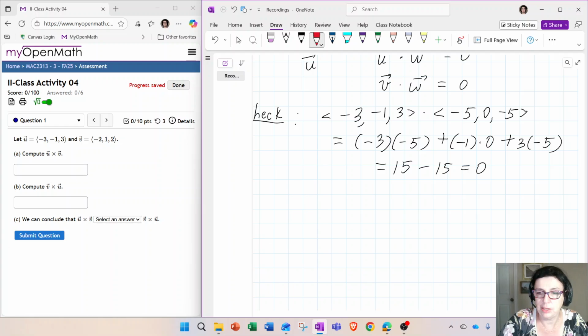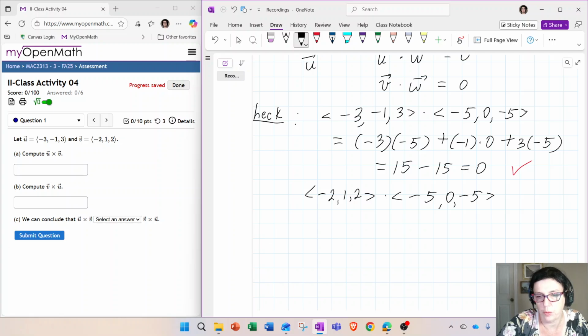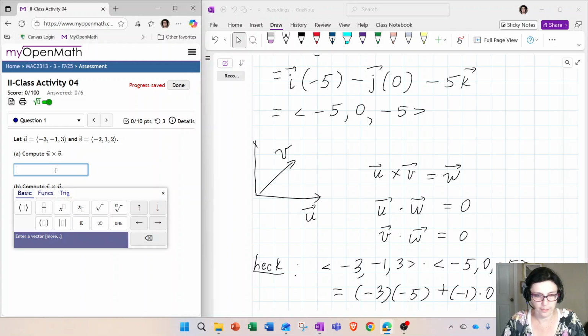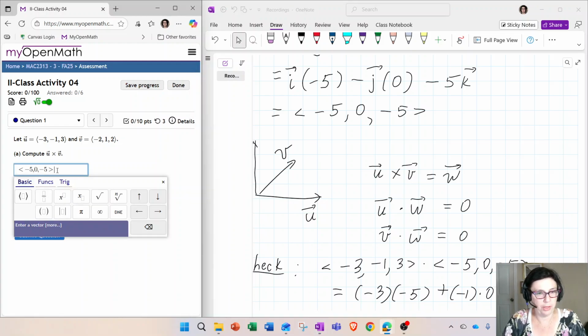Now that is not the final check, because we just showed that u and the new vector w are orthogonal, but we also have to show the same thing with v and w. So now take -2, 1, 2, and dot it with -5, 0, -5. What do you get? Well, you get 10 minus 10, which is also 0. Check. So you know that the answer is correct because you checked it.